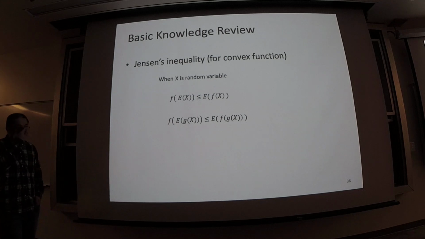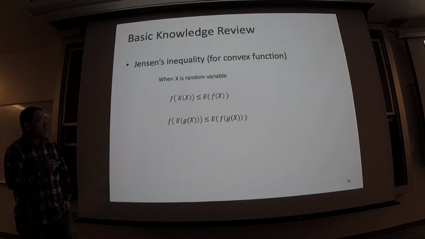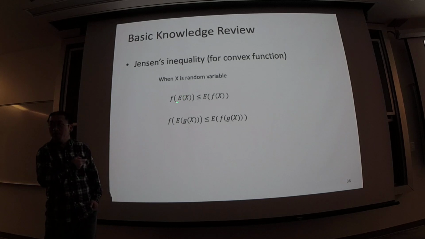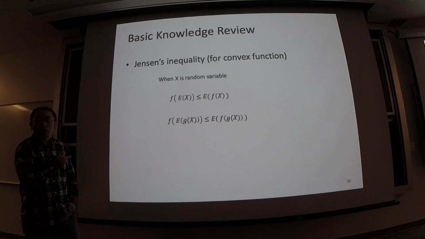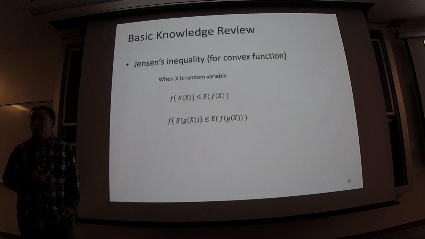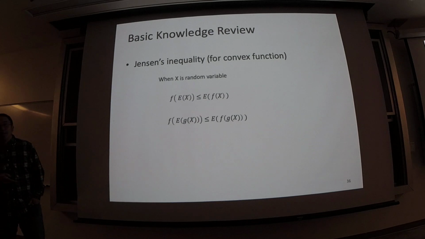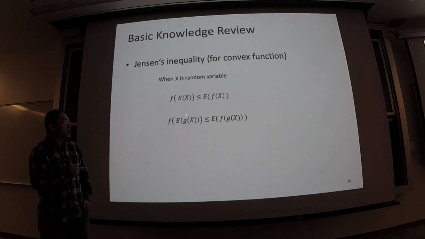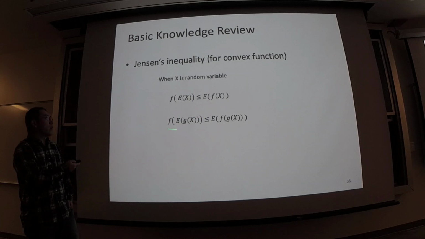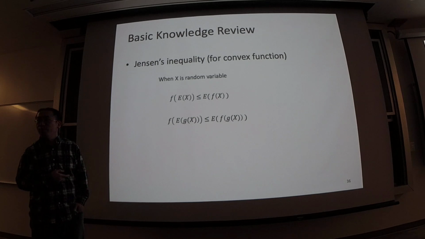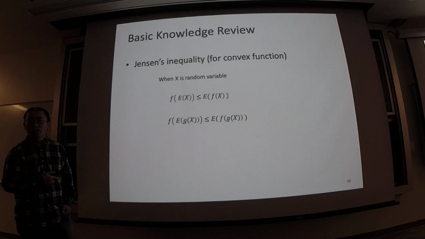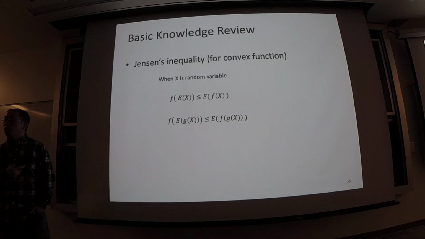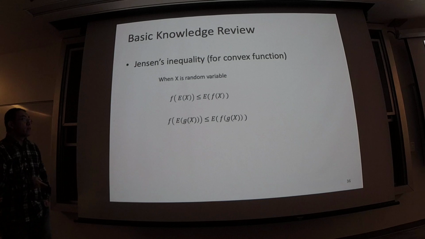So convex function means that when I evaluate my function at the expectation of the random input, it should be less than or equal to the expectation of the function of x. And this can be extended to some function of a random variable as well. You can first do some function of x, g(x), and then you can still apply Jensen's inequality. Any questions so far? Okay, great.